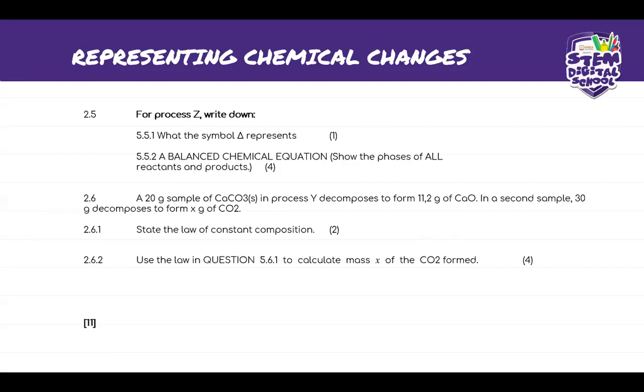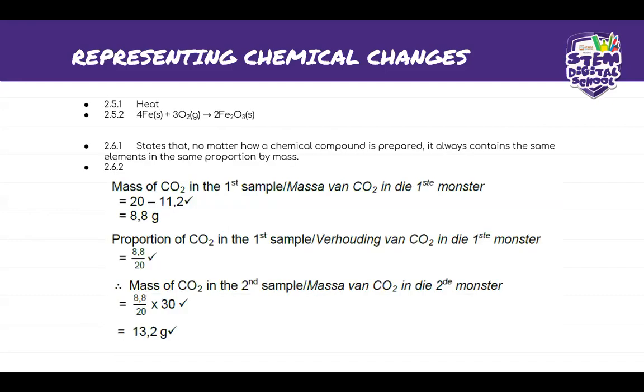That's where it states that no matter how a chemical compound is prepared, it always contains the same elements in the same proportion by mass. Are we still good to go? This is 2.6.1: a chemical compound always contains its elements in a fixed ratio. That's great, Kieran. You also got it right. I hope that you guys are also getting these answers right.